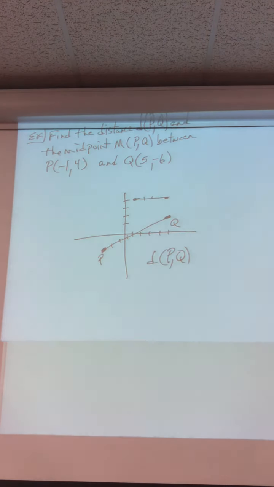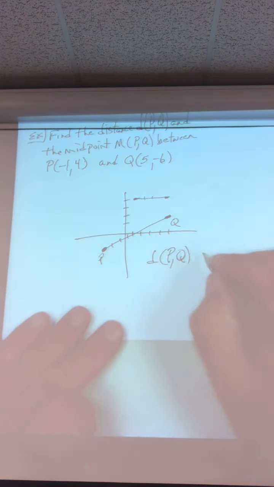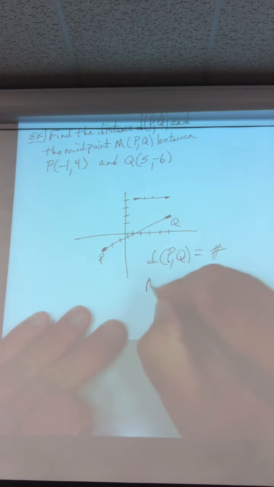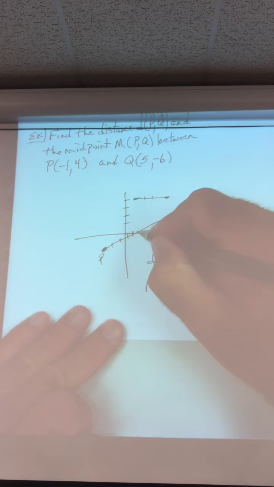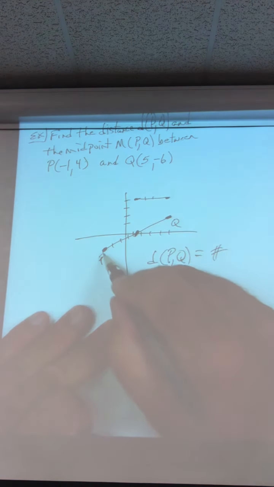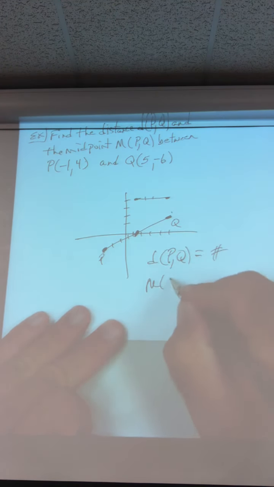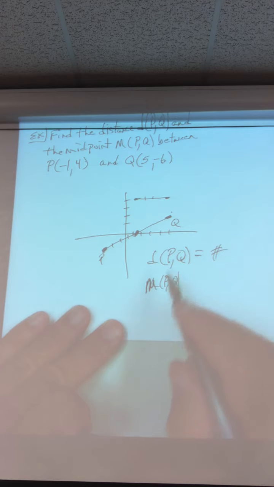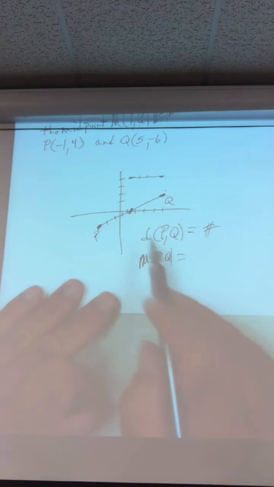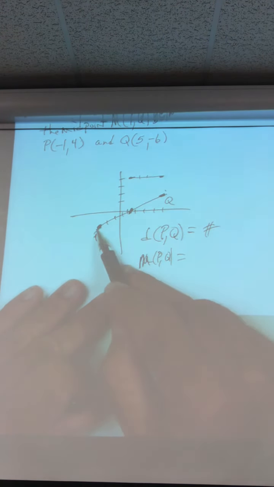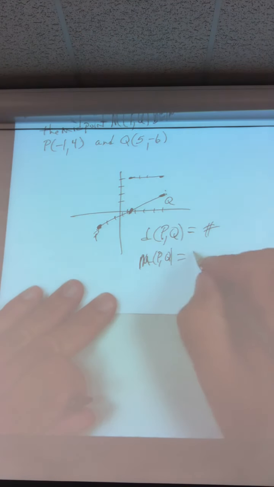Now the midpoint. The distance, your answer is going to be some number. The midpoint is the point that is halfway in between this one and this one. We call that capital M, not little m. Remember, little m stood for slope. M of P comma Q is the point that is halfway in between these 2. So the midpoint will be an ordered pair. The distance will just be a single number.